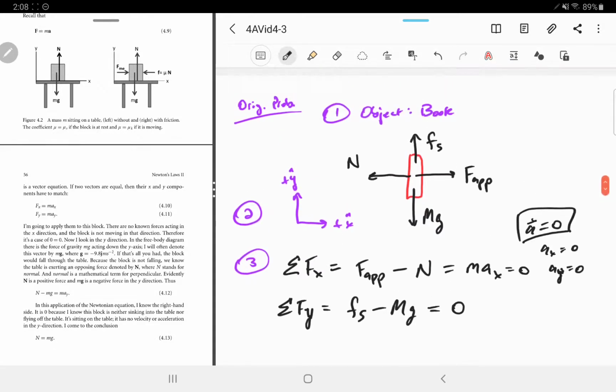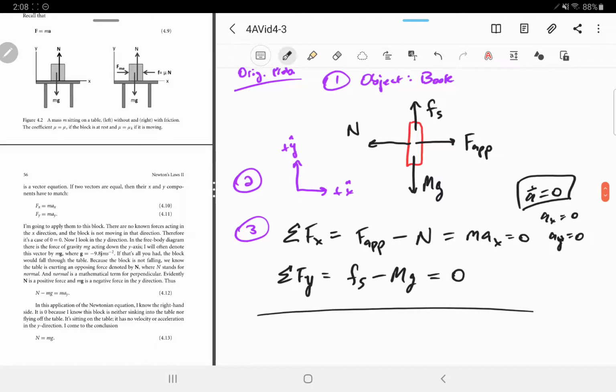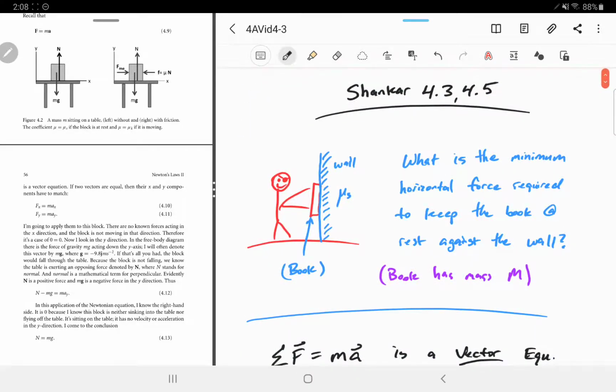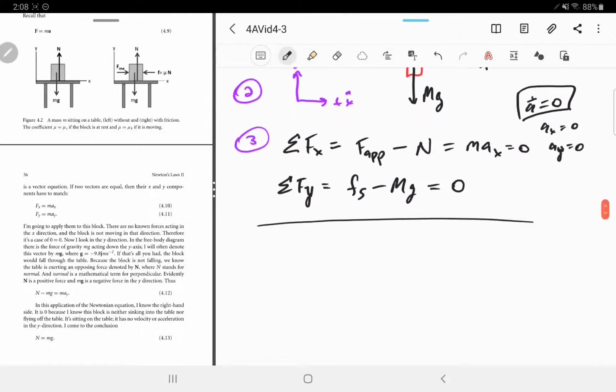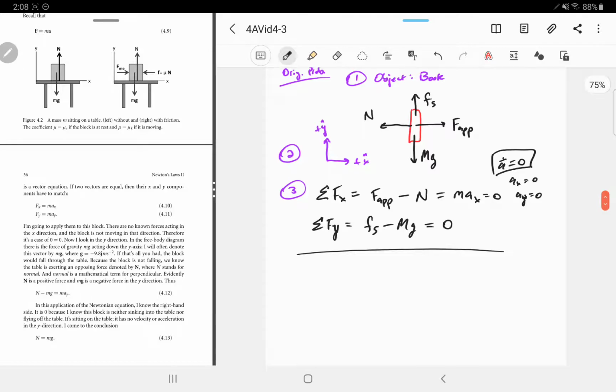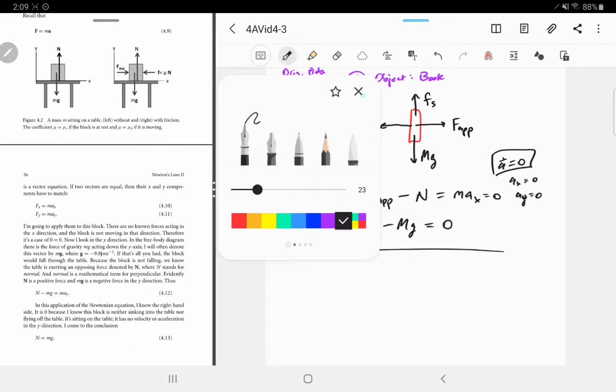Okay. So this is the general strategy. Notice how we haven't yet answered the question, but this is at least how we're going to translate our free body diagram, our picture of what's going on, into equations. The rest of it is just manipulating the equations based on what we know about the problem. Now the problem says, what is the minimum horizontal force required to keep the book at rest against the wall? So we're requiring that the book does not move. Notice how we haven't yet thrown in the coefficient of friction. So that's going to appear in the maximum amount of static friction that's possible.